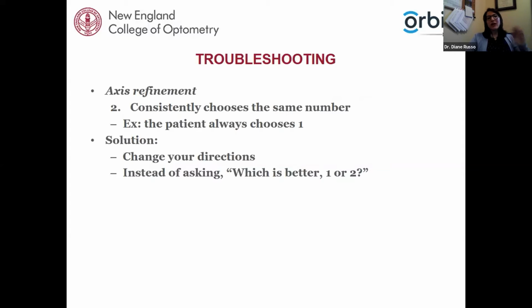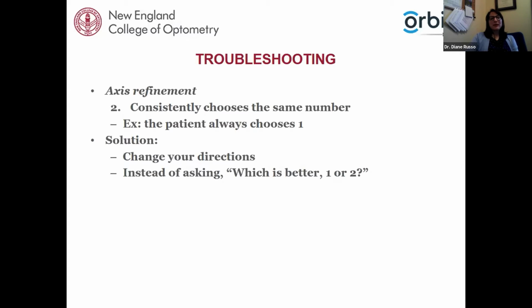So if we're still on our axis refinement, but the patient, let's say, is consistently choosing the same number. So we ask them, 1 or 2, 1. 3 or 4, 3. So they're always choosing the same option. Is it better 1 or 2? And the patient says 1. Okay, and 1 or 2, the patient chooses 1.